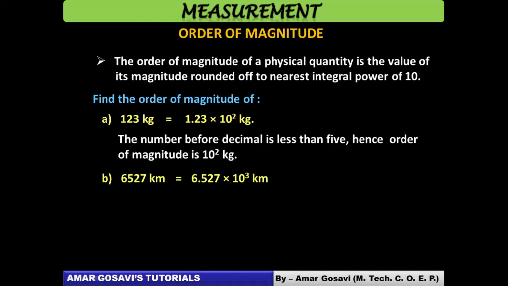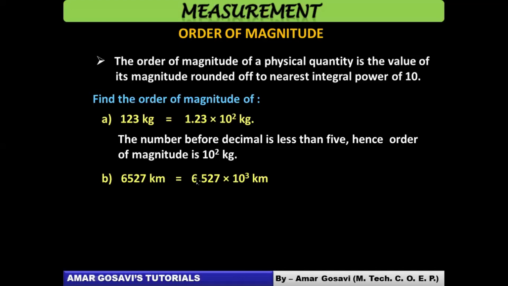Now if you remember, the number before the decimal point is 6, unlike 1 over here. 6 means greater than 5. If it is greater than 5, then what you are supposed to do? Had it been less than 5, directly 10 raised to 3 would have been the order. But here in this case, it is not less than 5.